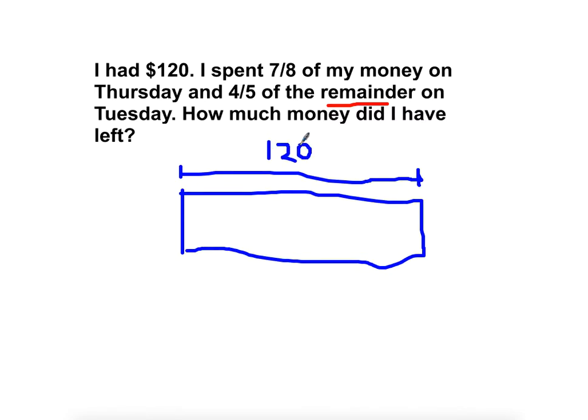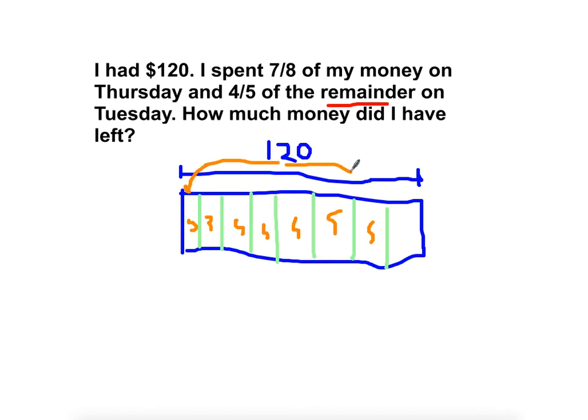I had $120, so that's my whole. As soon as I draw my model, I can label that 120. I'm going to divide 120 into 8 parts. 1, 2, 3, 4, 5, 6, 7, and that 8th line is drawn for me. I spent 7/8 of it. So 1, 2, 3, 4, 5, 6, 7. We can go ahead and find out the value of these. If the whole is 120, I should have probably done this at the start, and I have 8 parts, we could do 120 off to the side divided by 8. It's a good habit to get into.